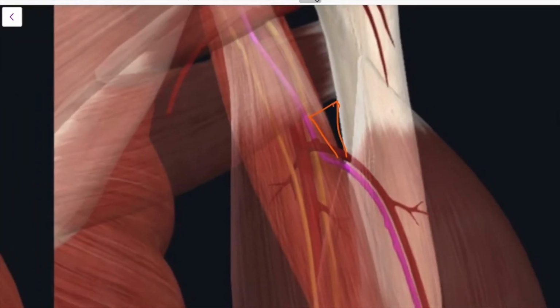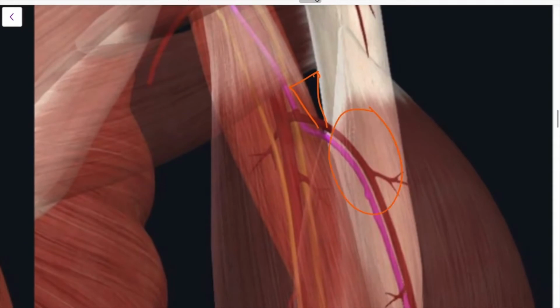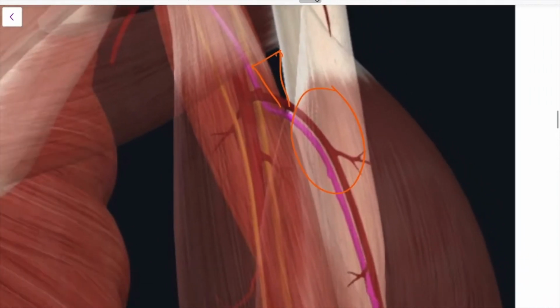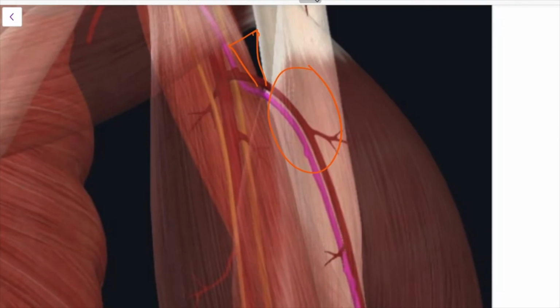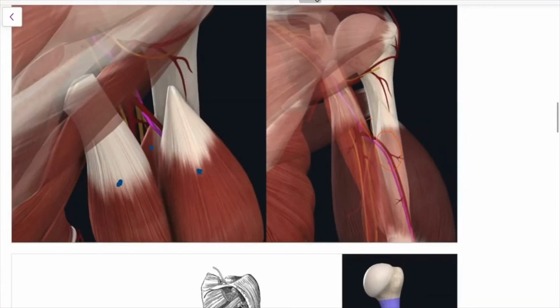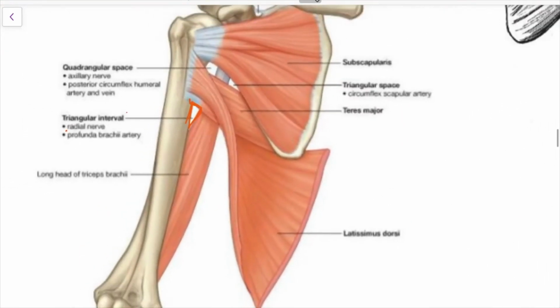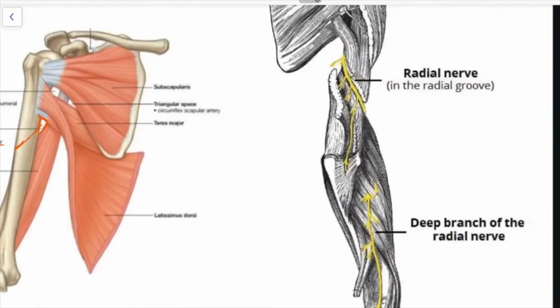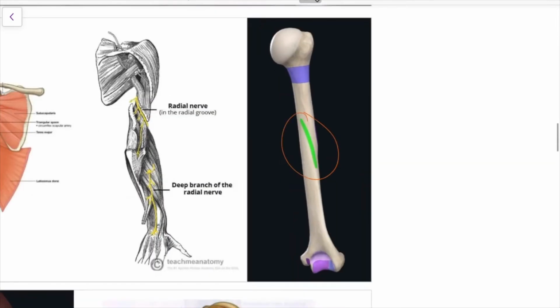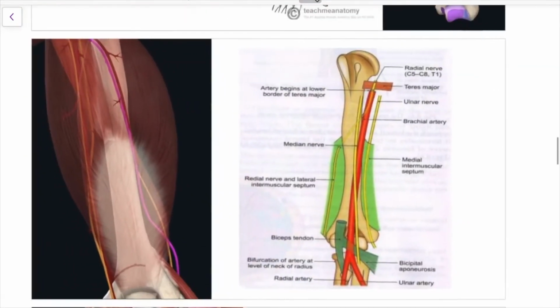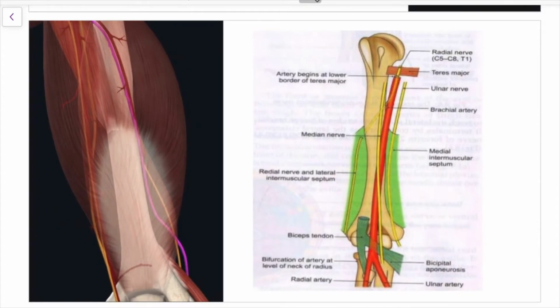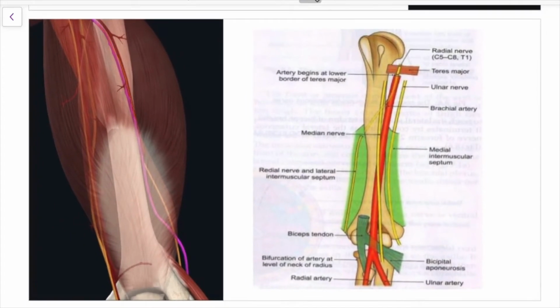So the radial nerve and profunda brachii artery, after they pass through this opening, they run along a spiral groove, or the radial groove, in the shaft of the humerus, between the lateral and medial heads of triceps. So this is the triangular interval here. The radial nerve and profunda brachii artery pass from anterior to go posterior and run along the shaft of the humerus in the radial groove. This is the radial groove, which is highlighted in green here. Okay, so again, they pass along the radial groove.